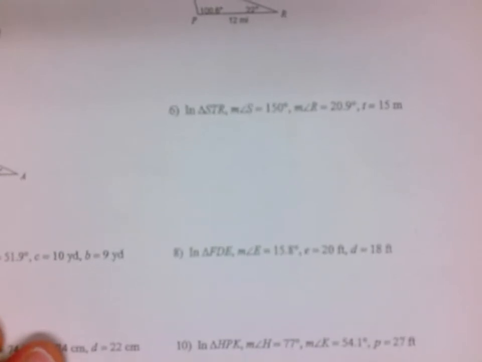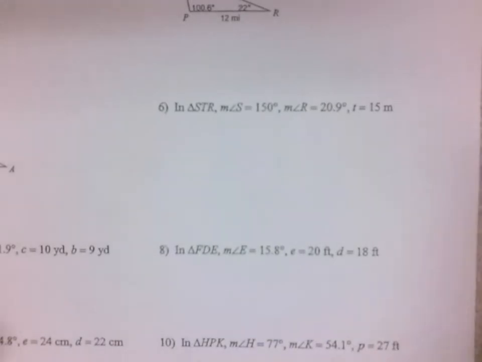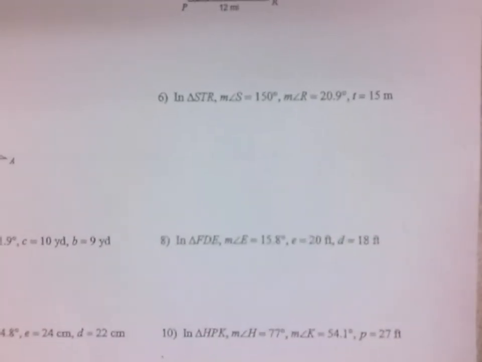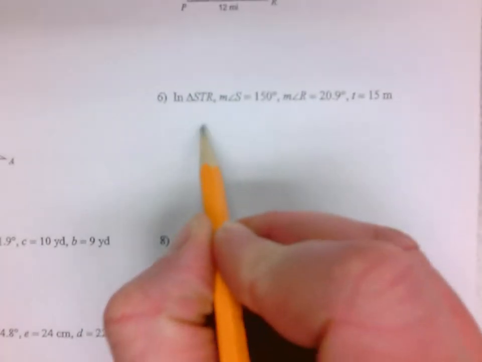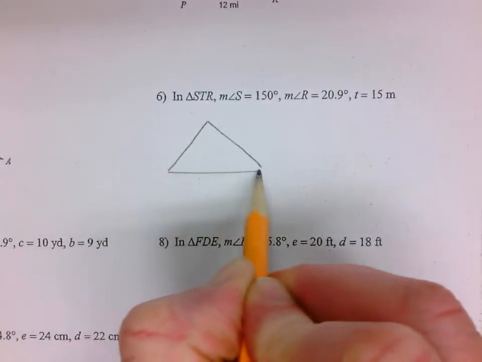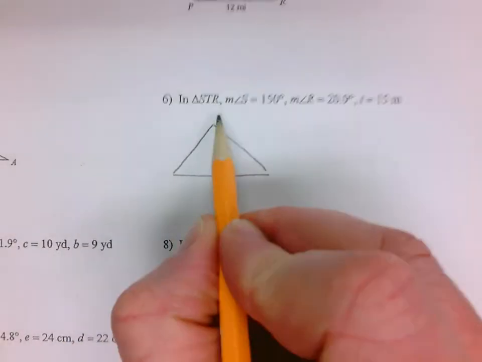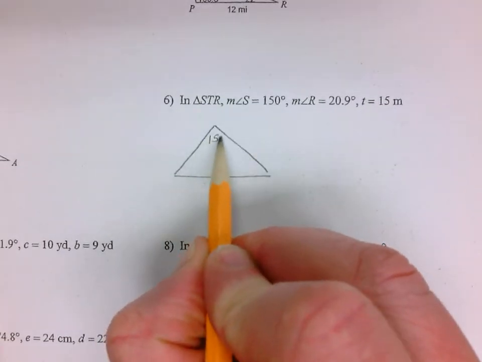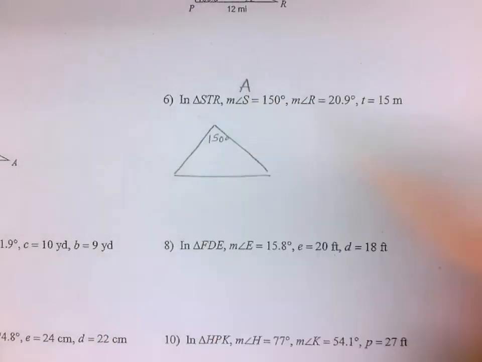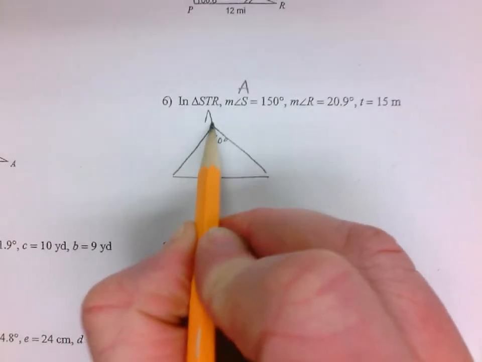Sorry, projector here is having a little struggle. So this is number 6 on the worksheet. So make a triangle. It's always good to have a visual. Angle S is 150, and I'm going to change that and call it A. Keep the letters standardized.